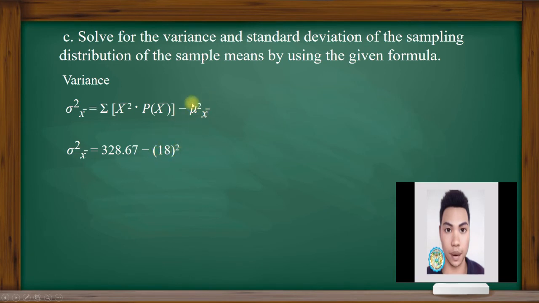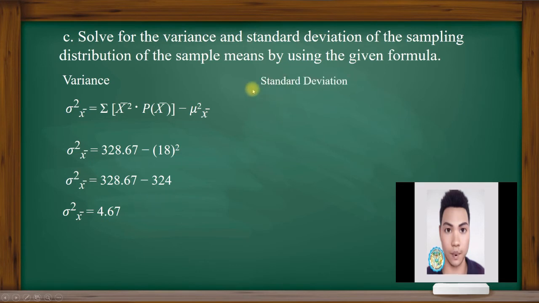Okay, so, square mo lang siya. And then, 328.67 minus 324. So, saan nakuha yung 324? I-square mo lang yung 18. Then, subtract. So, the variance of the sample means is 4.67.